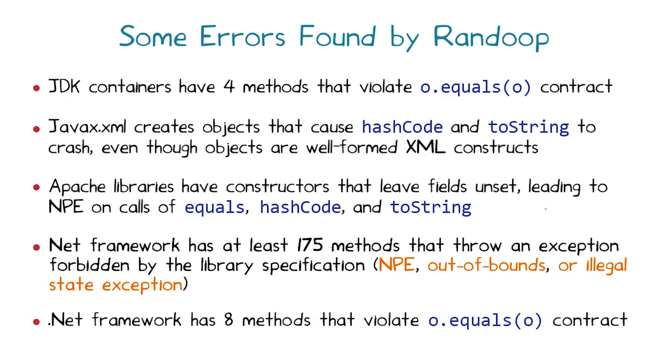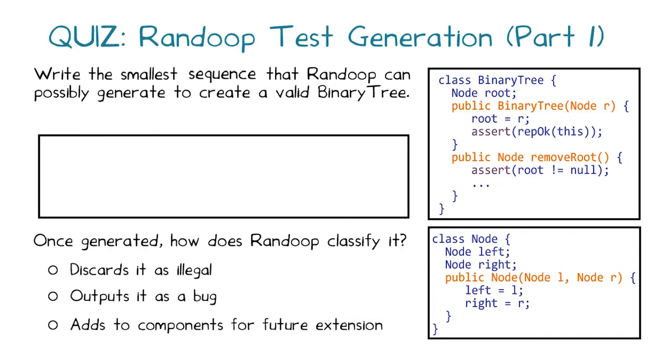Randoop also discovered 8 methods in the .NET framework that violate the reflexivity property of the equals method. You can learn more about Randoop by reading a technical paper linked from the instructor notes. Now let's do a few quizzes so you can check your understanding of the Randoop algorithm.